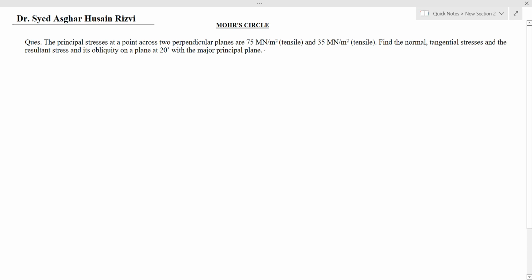To start with the numerical, we will make the figure of the element that is subjected to the stresses. So we'll make a box like this, which is carrying two perpendicular stresses. They both are tensile in nature. One is 75 meganewton per meter square and the other one is 35 meganewton per meter square.